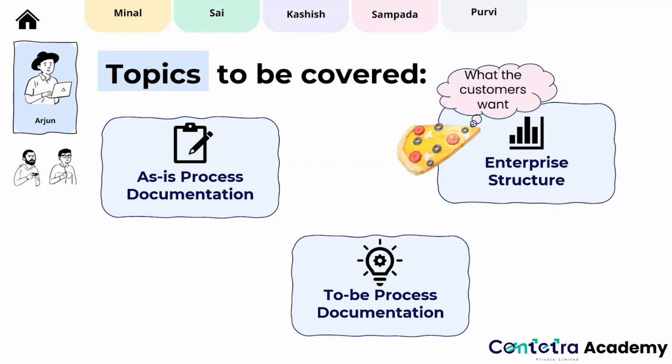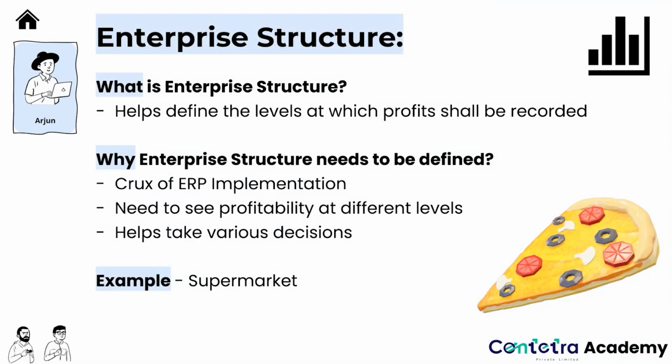But one of the main things any business has to do is customer satisfaction. He needs to understand what actually his customers want from him. This takes us to the third point of enterprise structure. So, what is an enterprise structure?